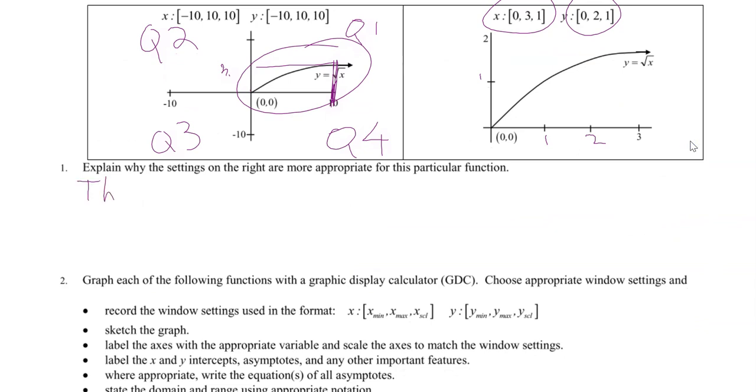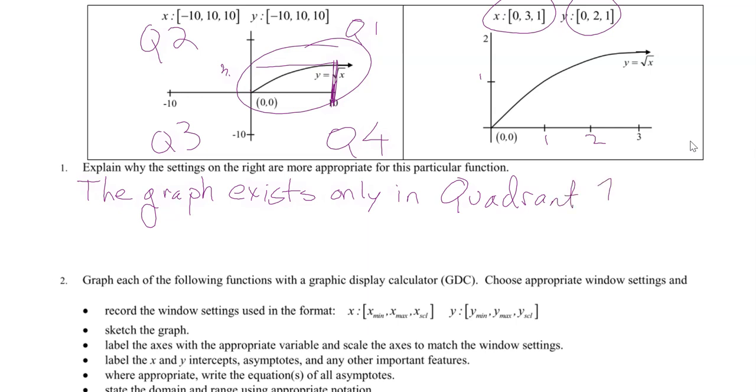Okay. Explain why the settings on the right are more appropriate. So the graph exists only in quadrant 1. So we set the window to cover that.